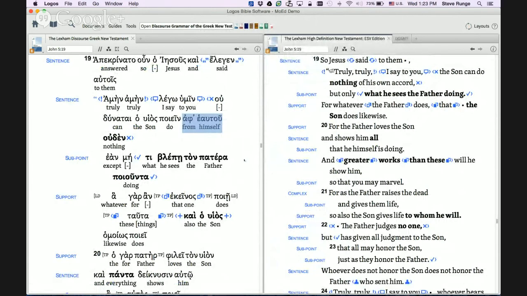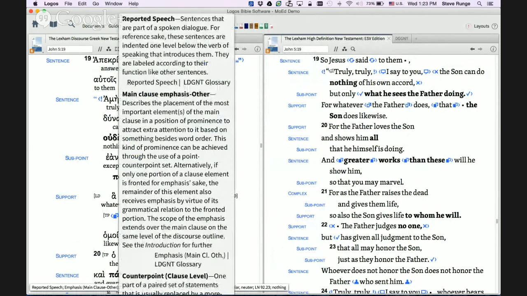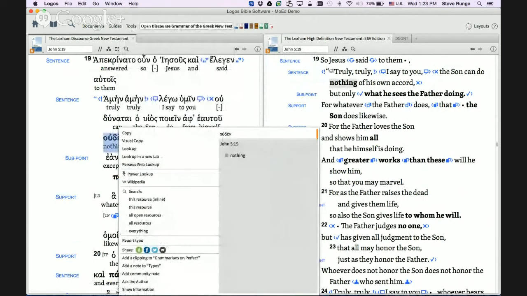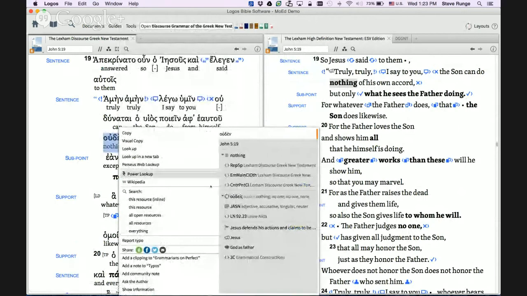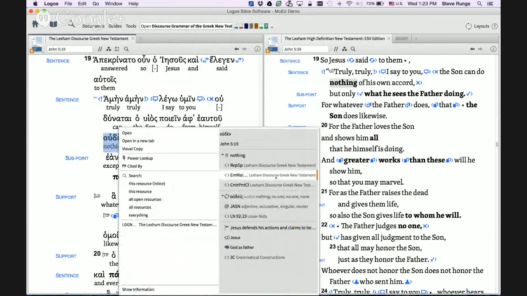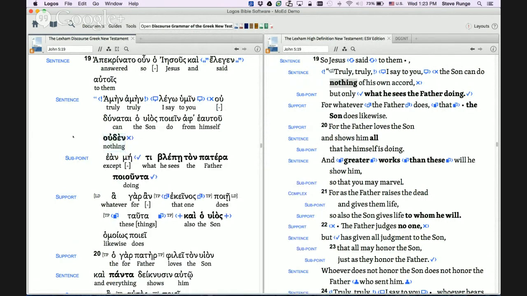And that comes with the Greek database, a glossary. So when you hover over something, you'll get a pop-up, but then there's also an introduction. So you can right click on a word that has the markup, click on one of the discourse metadata labels, and then you can open up the glossary introduction or do a search on things.